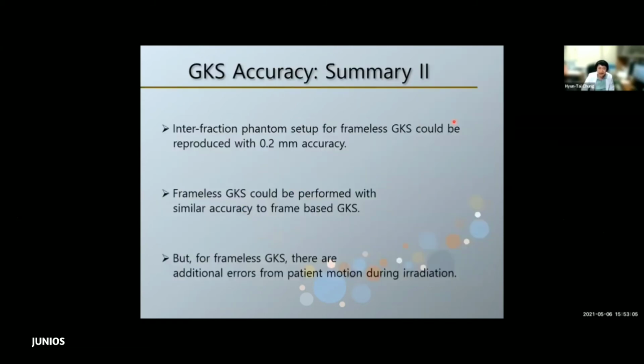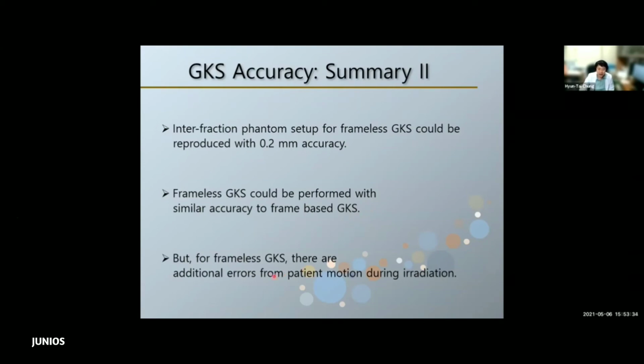So let me summarize. The interfraction phantom setup accuracy for frameless gamma knife could be reproduced with 0.2 millimeter accuracy. And frameless gamma knife surgery could be performed with similar accuracy to frame-based gamma knife surgery. It is not inferior. It's my personal belief.